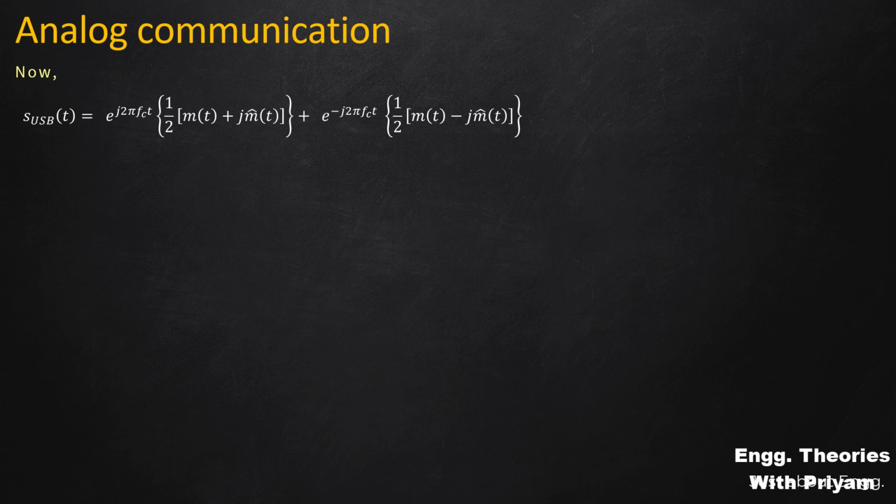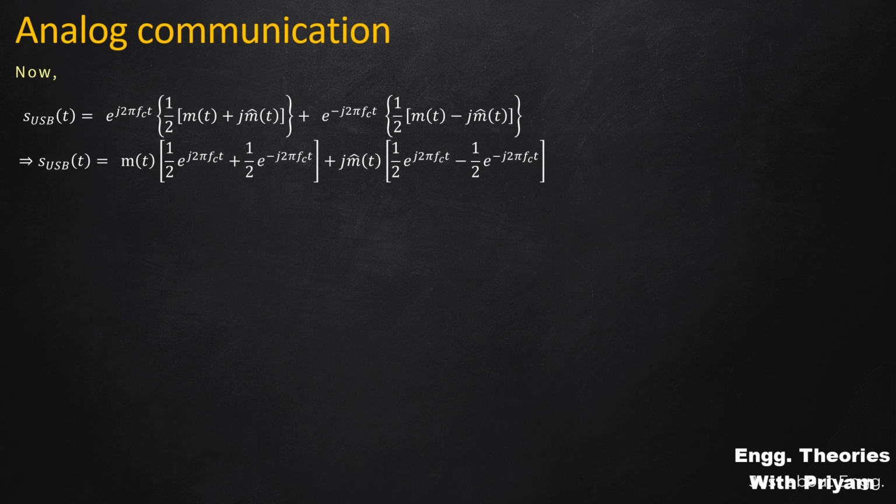Now by taking m(t) and j into m cap of t common from the equation, we can write the upper sideband signal in the time domain as m(t) into half into e to the power j2 pi fc t plus half into e to the power minus j2 pi fc t, plus j m cap of t into half into e to the power j2 pi fc t minus half into e to the power minus j2 pi fc t. Now if we take out half from the square bracket, then the upper sideband signal is half into m(t) into e to the power j2 pi fc t plus e to the power minus j2 pi fc t, plus half into j m cap of t into e to the power j2 pi fc t minus e to the power minus j2 pi fc t.